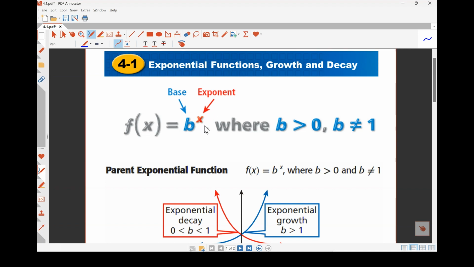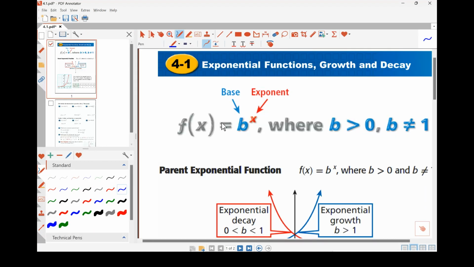The exponent is always x and the base is always a positive number other than 1. And if we have a coefficient in front, let's say f of x is a times b to the power of x, that coefficient also must be positive. So if a function satisfies these conditions, then we have an exponential function.